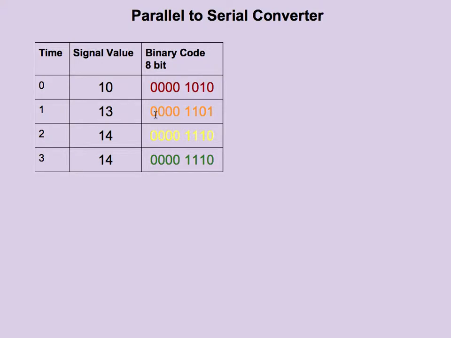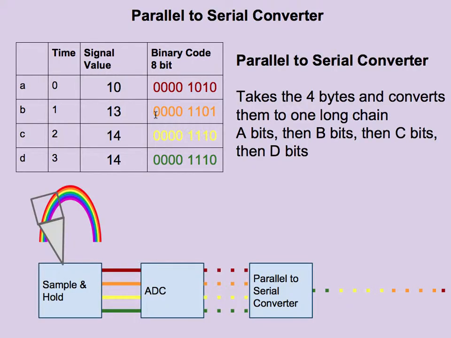So that's what the parallel to serial converter does. For another example, a more visual one, if we are sampling and holding our rainbow, we code in a few different values, the different colors. The analog to digital converter takes them from kind of continuous values to very discrete values. And then the parallel to serial converter takes our 4 discrete values that we've taken and sends them in one long chain so that we can send it out as a continuous message.